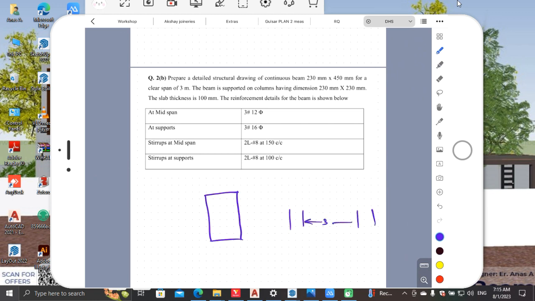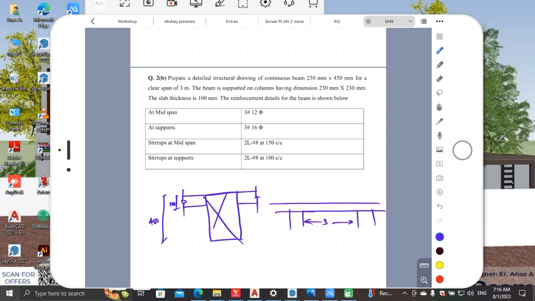It will be 3 meters. And they have given the slab thickness is 100 mm. It will be actually included in the beam dimension. That is a 450 mm. This is 450 mm, and this will be 100. So this is the slab, and here this is the beam cross section.